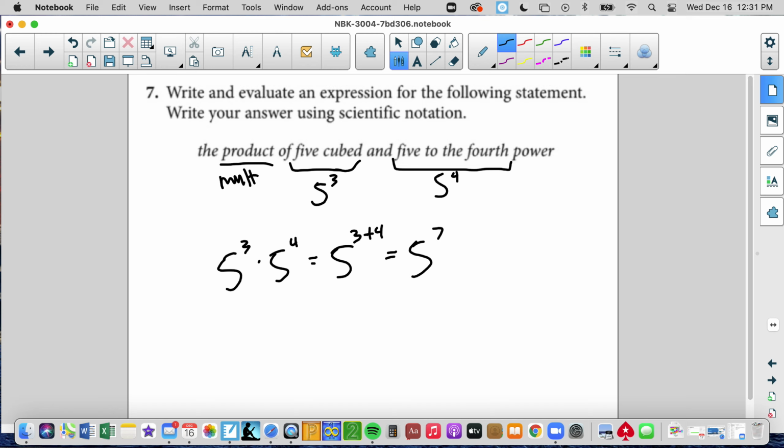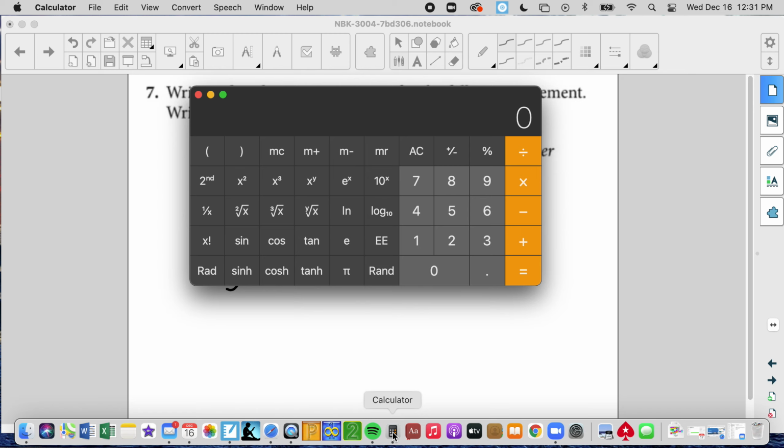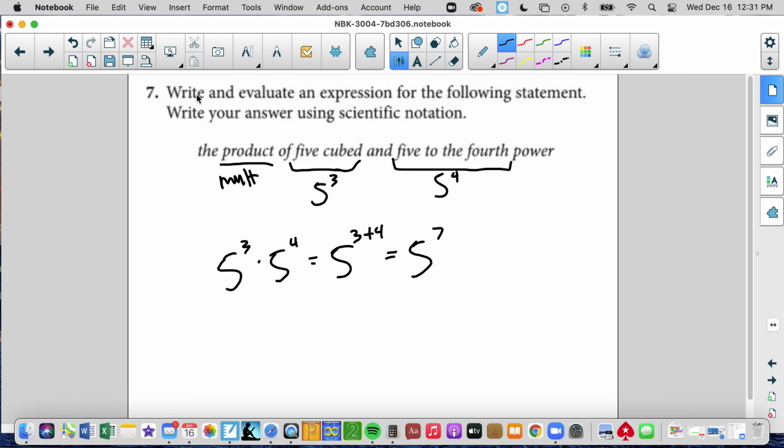Write and evaluate. Write your answer using scientific notation. Again, so 5 to the 7th. With my handy dandy notebook, 5 to the 7th equals 78,125. Again, we're going to take that number. My decimal point is there. I'm going to move it until it becomes a number between 1 and 10. That's 7,812. That's 781. That's 78.1. That's 7.8.